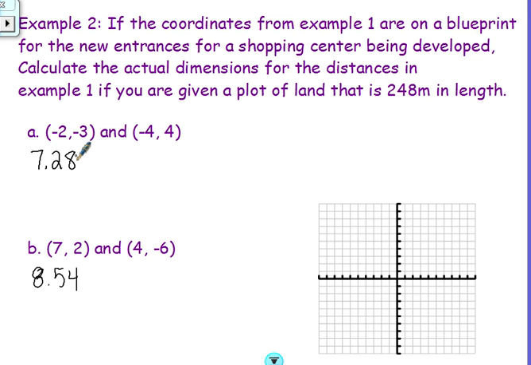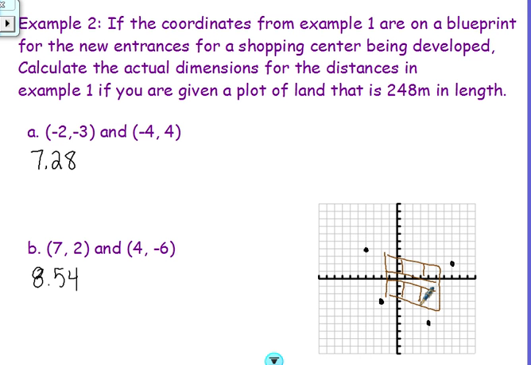So let's pretend that the coordinates from our first examples are on a blueprint, and they are going to be the new entrances for a shopping center. So we had the points -2, -3. That's one entrance point. -4, 4. There's another entrance point. 7, 2. And 4, -6. So we are pretending that somewhere in here, there's a big shopping center. We have all these different stores in there, okay? But those 4 points are the entrances to them.